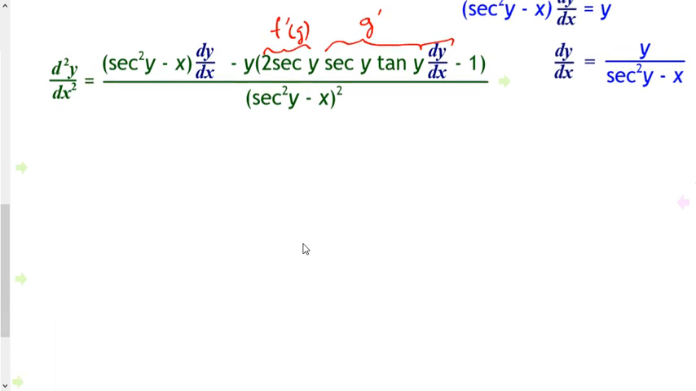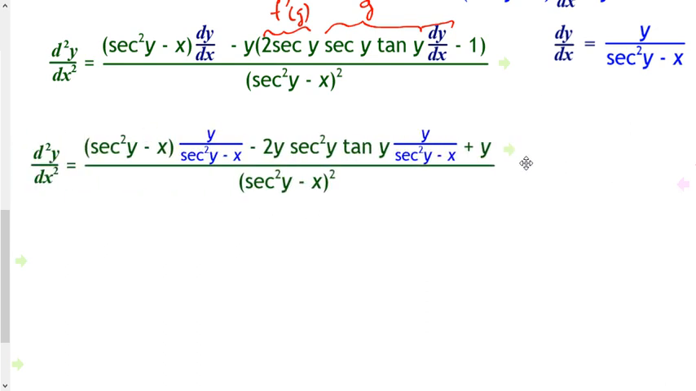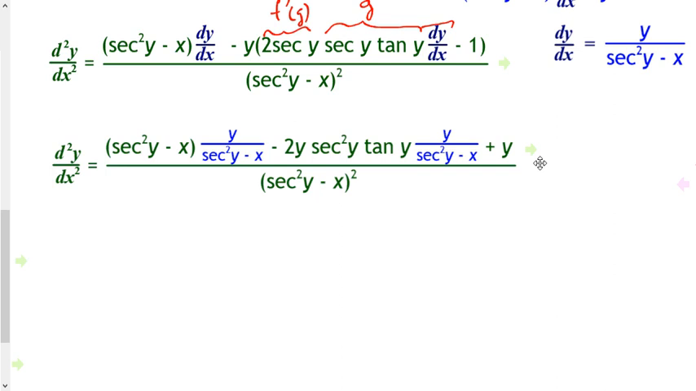Well, now we need to replace these dy/dx's with this expression that we have here, the y over secant squared y minus x. So there's my next line. I also took this negative y that was in front of that bracket and I distributed it in. So there's the negative 2y, the negative y times 2, and that negative y times negative 1 gave me a plus y at the end.